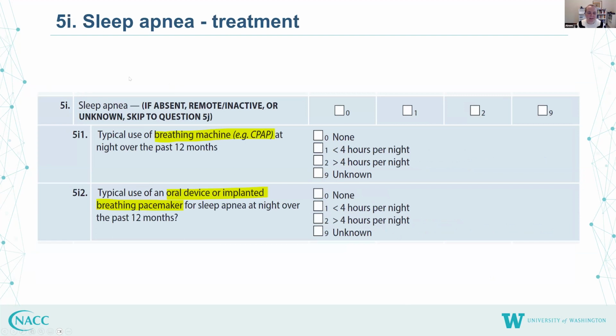Question 5I, sleep apnea, was present in UDS version 3, but we've added questions about the typical use of a breathing machine, CPAP, the number of hours per night over the past 12 months, as well as any use of any other treatment for sleep apnea, like an oral device or implanted breathing pacemaker. And this is, again, to get at whether the sleep apnea is being adequately treated.